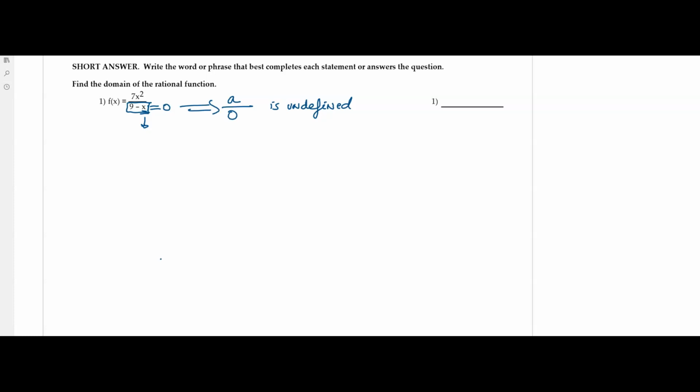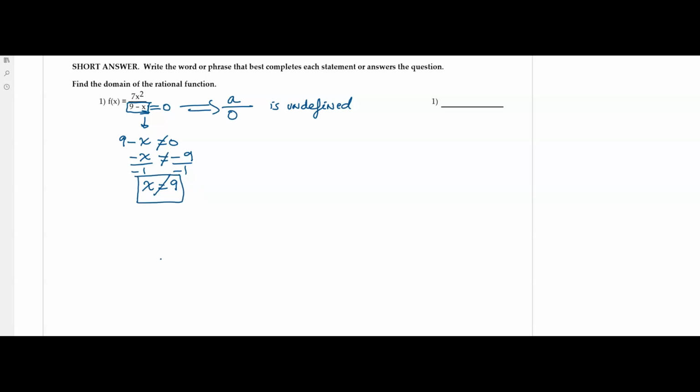Okay, so to determine first when this function is undefined, then we have to set 9 minus x equal to 0, right? Solve for x, so negative x equal to negative 9, divide by negative 1, or multiply by negative 1, and then we know that x, right? A negative divided by negative is positive, same thing here, so it's positive 9. So we know that x cannot be equal to 9, right? So 9 minus x cannot be equal to 0. Therefore, x cannot be equal to 9.